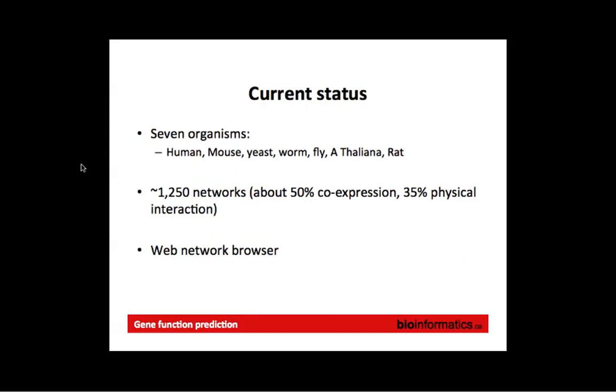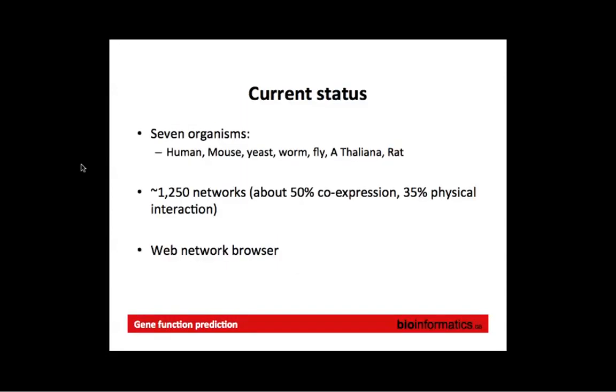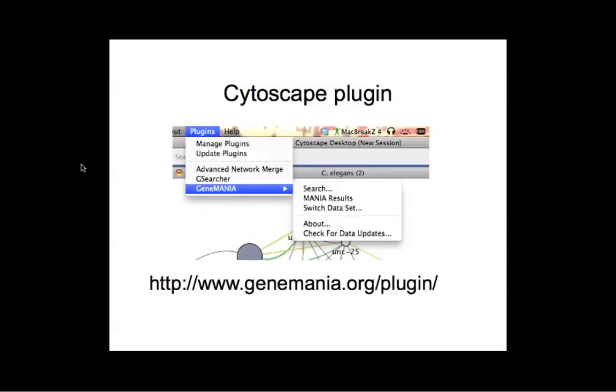GeneMania currently has 7 organisms and about 1,200 interaction networks, half of which are co-expression. I showed you the web network browser. There's also a plugin for Cytoscape.